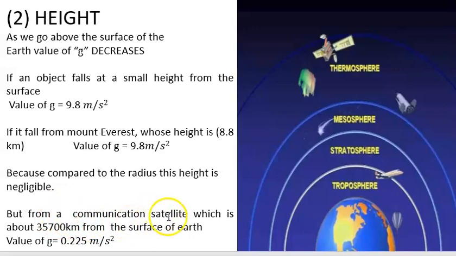But from a communication satellite, which is about 35,700 kilometers from the surface of Earth, the value of g will be 0.225 meter per second square. So students, you have seen the value of g on Mount Everest, and the value of g from a communication satellite. Now, there's a question.